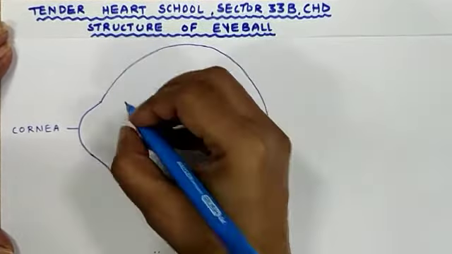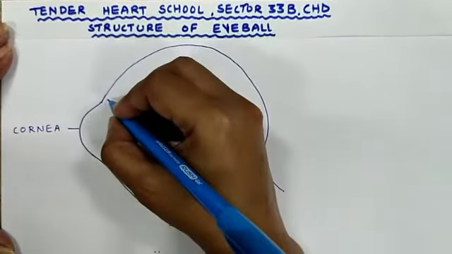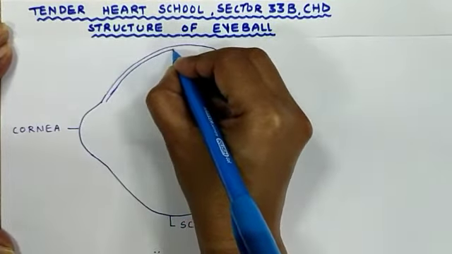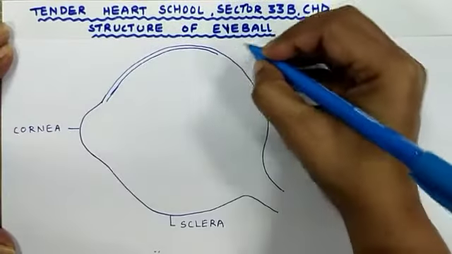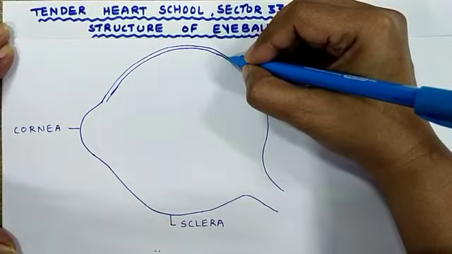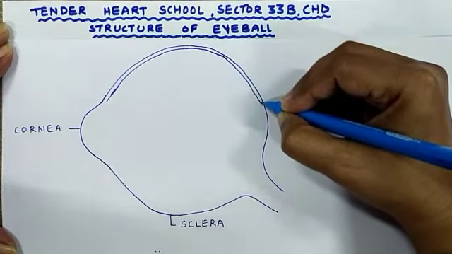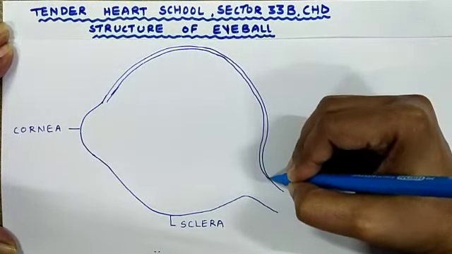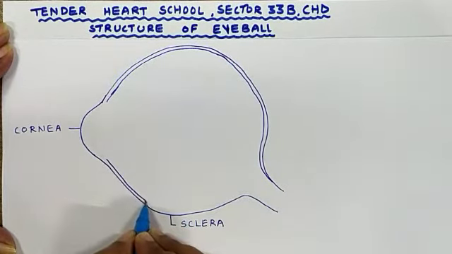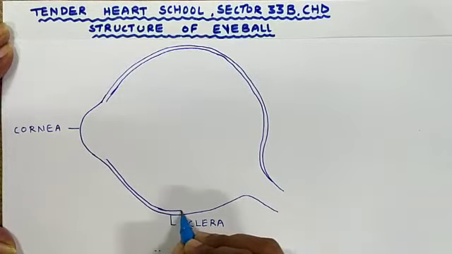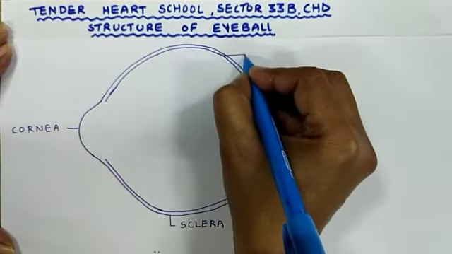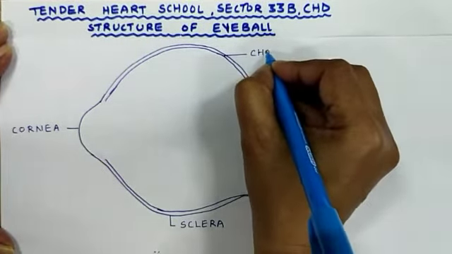Okay, now let us start with the second layer. This is the second layer of the eyeball, that is the choroid layer. It is inner to the sclera, present inside the sclera. So this is the choroid.